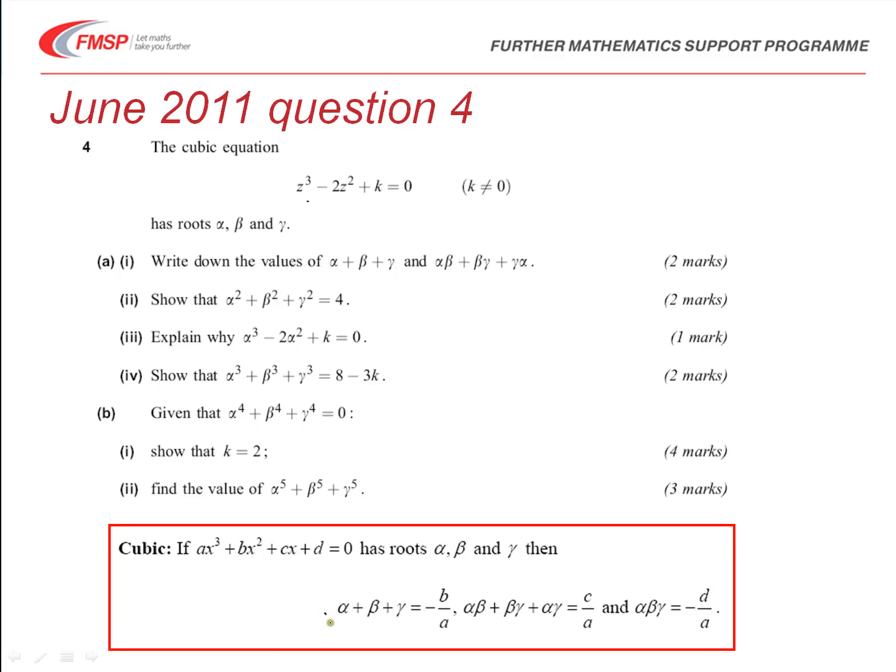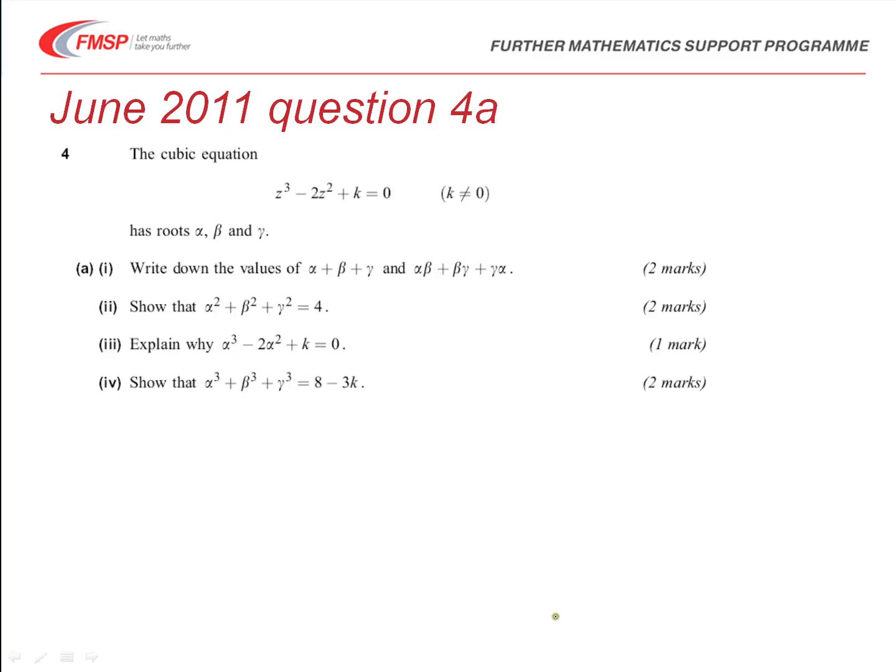And obviously the key facts for us to remember are to do with the fact that alpha plus beta plus gamma, the sum of the roots, is minus b over a. The pairwise product, alpha beta plus beta gamma plus gamma alpha, summed is c over a. And the product of the roots alpha beta gamma is minus d over a.